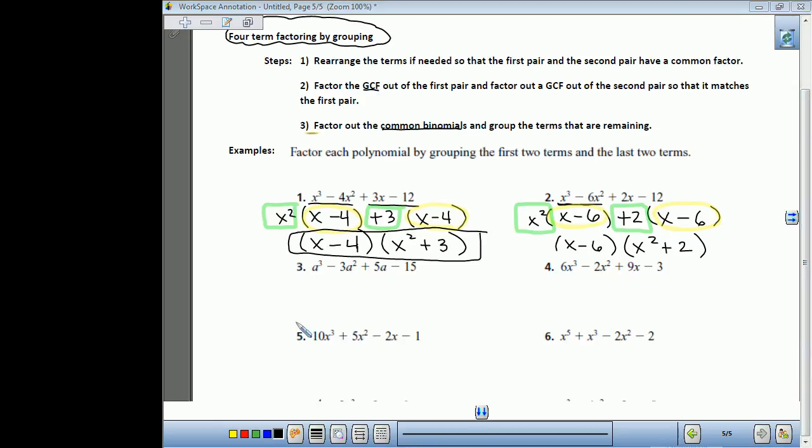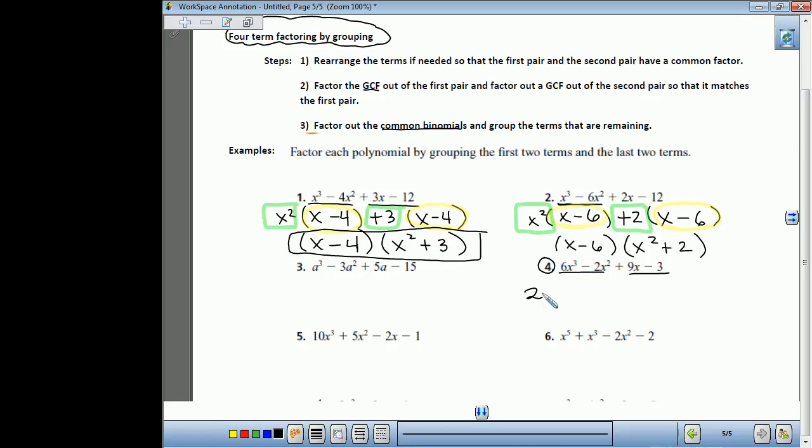Do one more together, and then I'm going to have you try one. We're actually going to skip number 3 and go on to number 4. Do both groups have something in common? Yes. What could I divide out of this first pair?